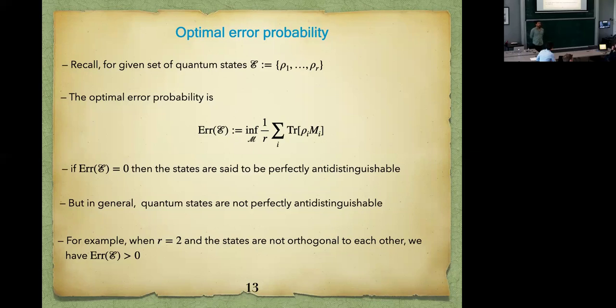Another example would be to consider, say, three states, two of which are orthogonal to each other, but not all of them are mutually orthogonal. Then we know that they are not perfectly distinguishable, because the necessary and sufficient condition is that they should be pairwise mutually orthogonal. But a sufficient condition for anti-distinguishability is that some pair of them is orthogonal to each other. That is a sufficient condition, but not a necessary condition.